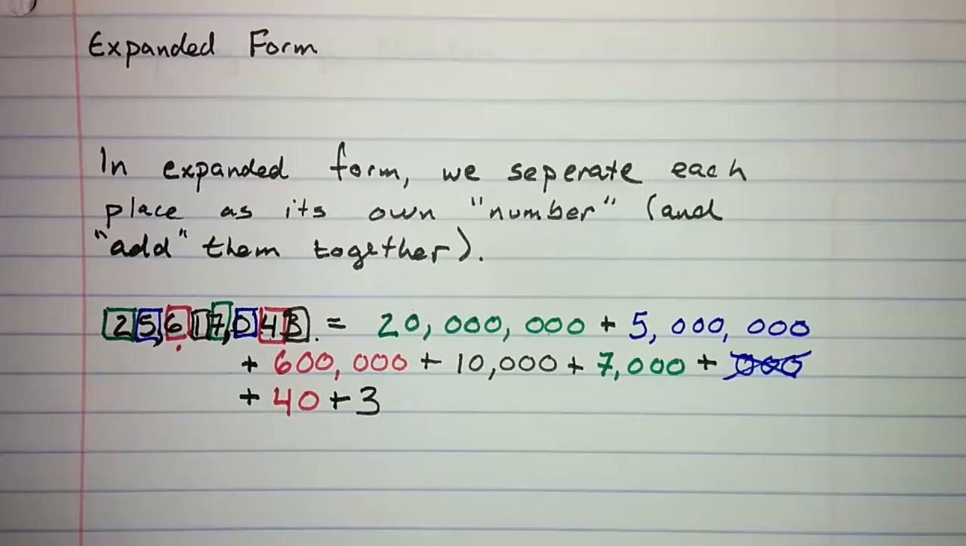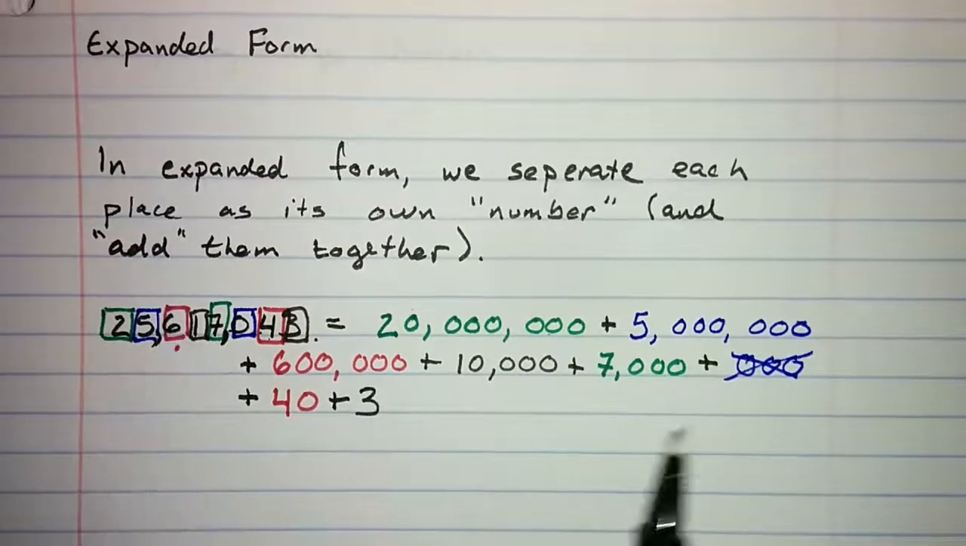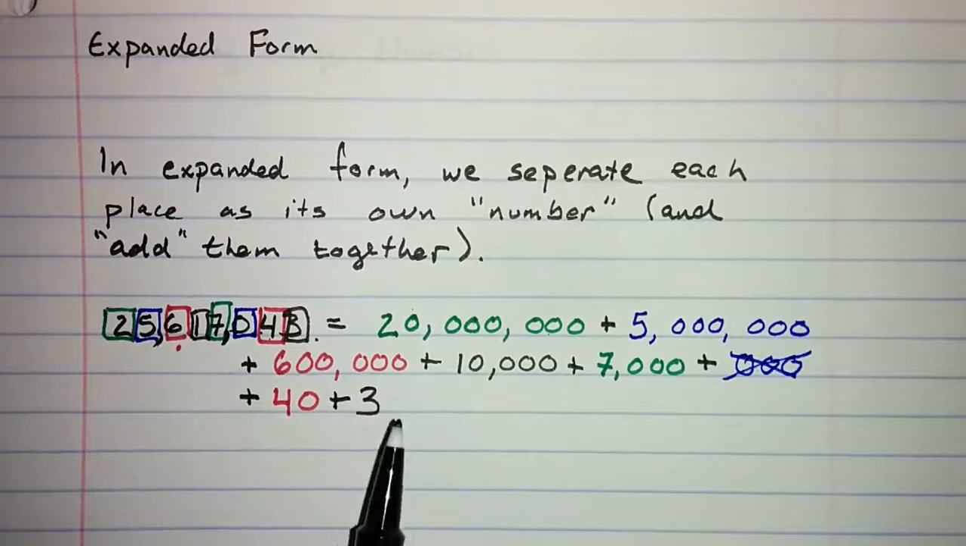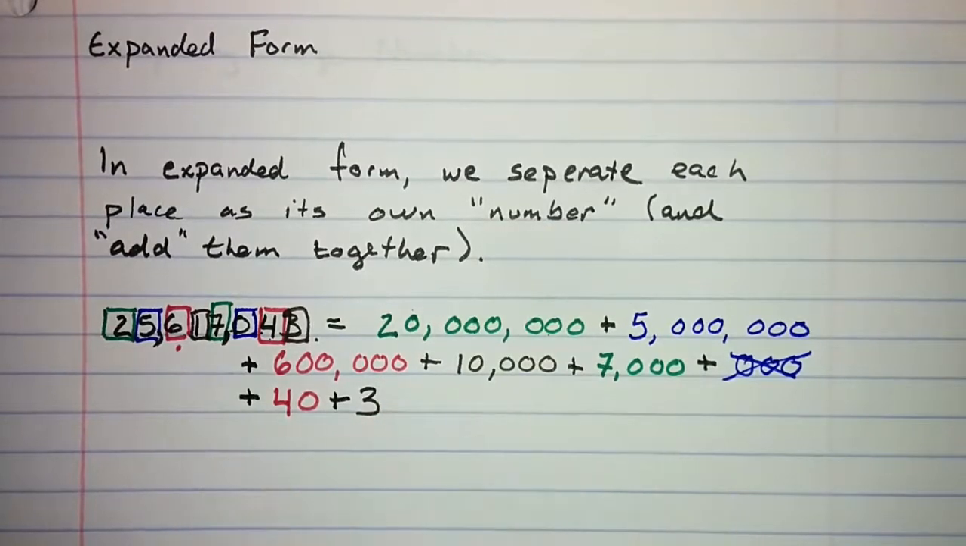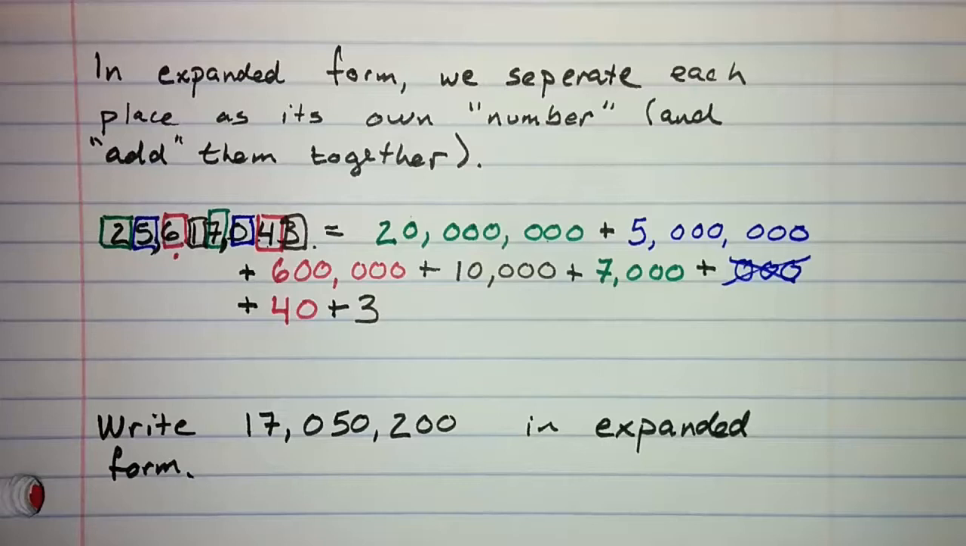So this is the expanded form, and it's time-consuming to write. We're going to be using this in order to understand the way that numbers are put together as we start to do more complex arithmetic. I'm going to have you try writing a number in expanded form just for the practice. Pause the video and try this one now on your own.